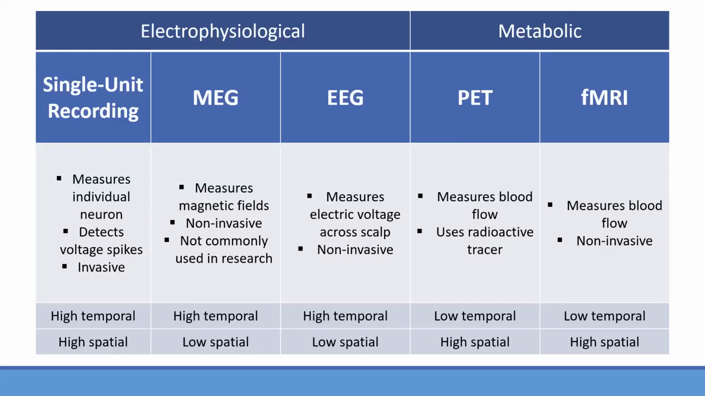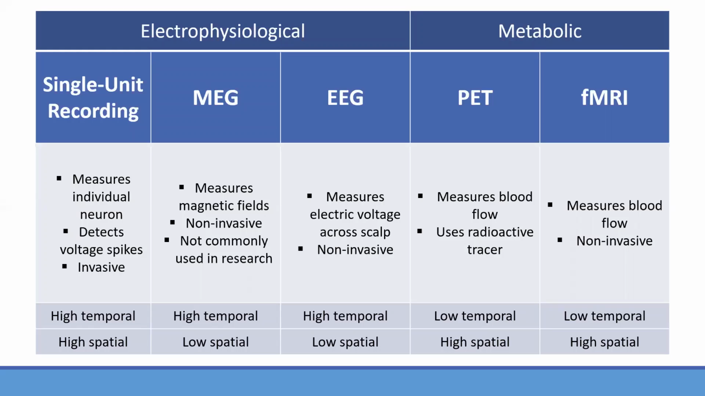So we'll start on the left with single unit recording, and this measures the level of the individual neuron. It uses a microelectrode to detect voltage spikes generated by action potentials, and so it is an invasive process. And as you can see on the bottom for each of these, you can see if it's a high or a low temporal or spatial resolution. Next, we have magnetoencephalography, or MEG, and this measures the magnetic fields produced by electrical currents in the brain. It is a non-invasive process, but it is not commonly used in research, but it is used in clinical settings.